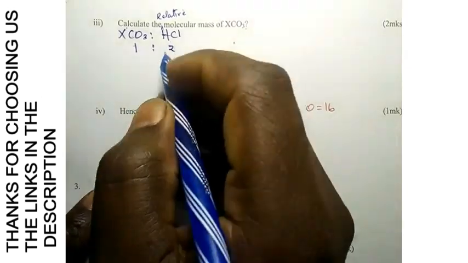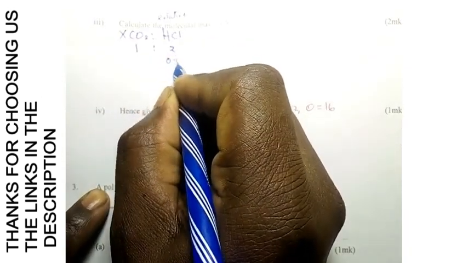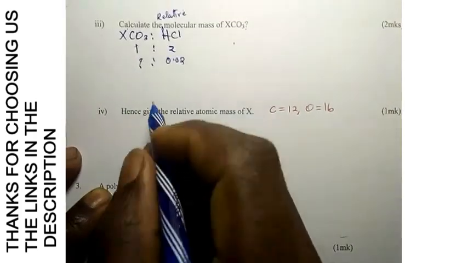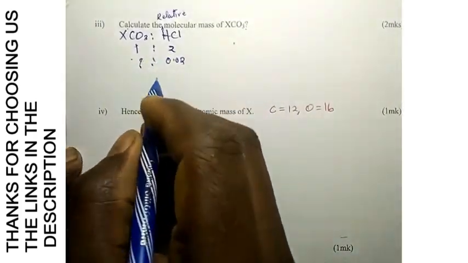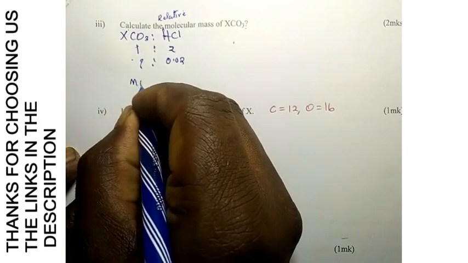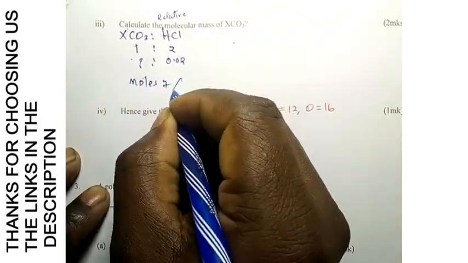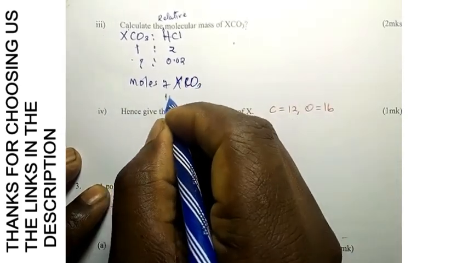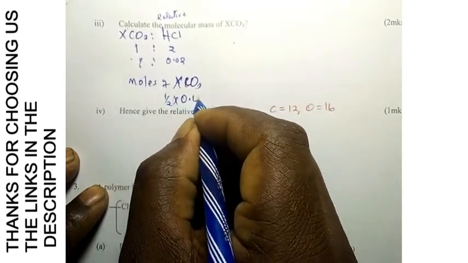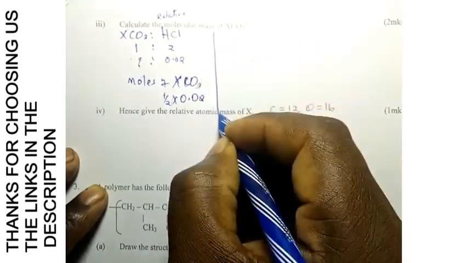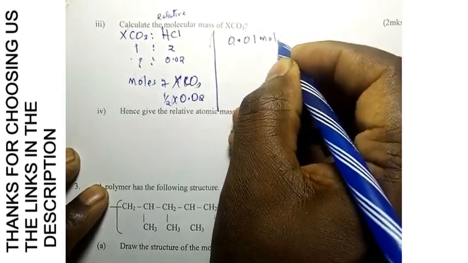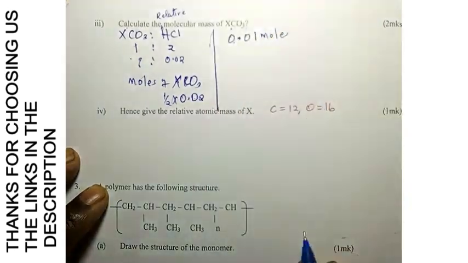But we know the number of moles of HCl was 0.02. So what will be the number of moles of the carbonate? The carbonate will have half of the number of moles. Therefore, moles of X carbonate is a half times 0.02, and that will give us 0.01. That is the number of moles of the X carbonate.